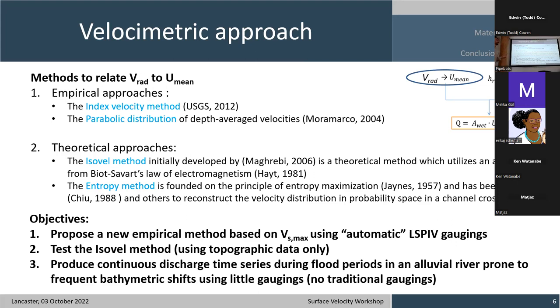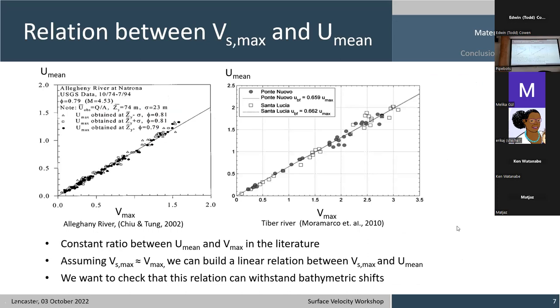So in this study, we propose a new empirical method based on the max surface velocity, and we use automatic LSPIV gauging. We will also test the Isovel method using only topographic data, and then we will try to produce continuous discharge time series during flood periods in an alluvial river prone to frequent bathymetric shifts, using little gauging and no traditional gauging.